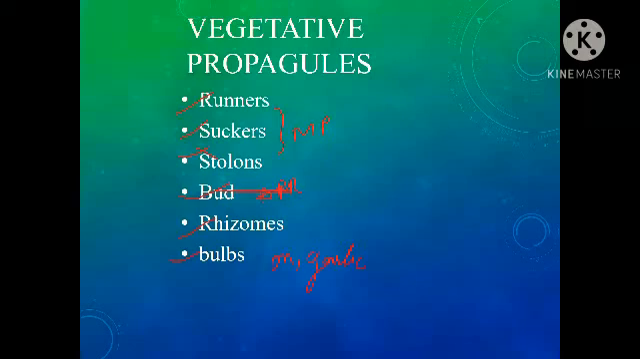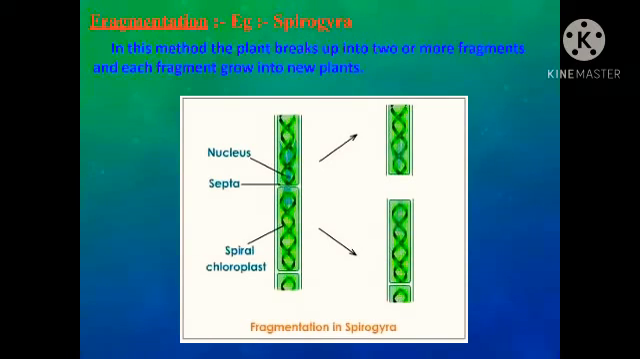Next, coming to the next slide, let us discuss fragmentation, with an example like spirogyra. In this method, the plant breaks up into two or more fragments and each fragment grows into a new plant. Here we can see where the septa are. The plant is divided into one or two parts, where we can see the nucleus, septum, and spiral chloroplast. In this picture, you can observe the fragmentation in spirogyra.